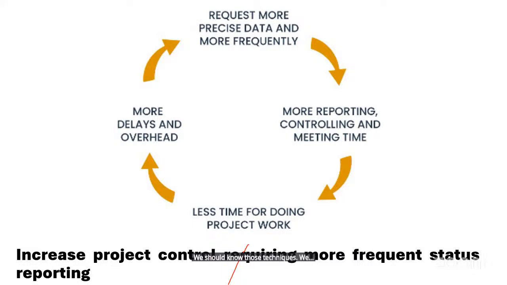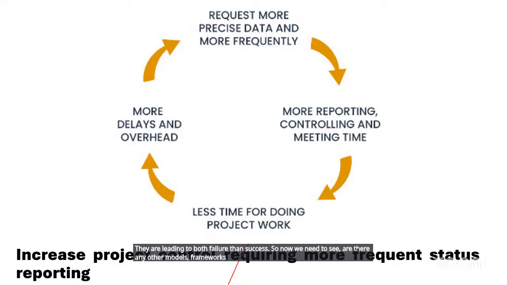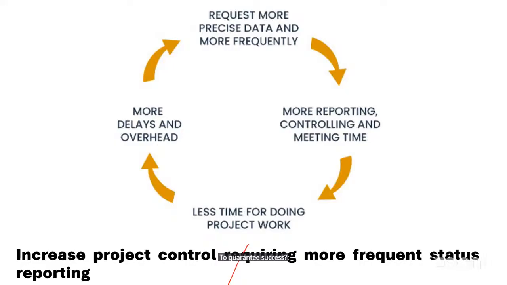We, of course, know these techniques. Companies know these techniques, but they are not enough in today's world. They are leading to more failure than success. So now we need to see, are there any other models, frameworks in the industry which we can use to guarantee success? No, we cannot guarantee any success, but we can definitely increase the probability of success to a great extent. And that is what we have in the KPP.